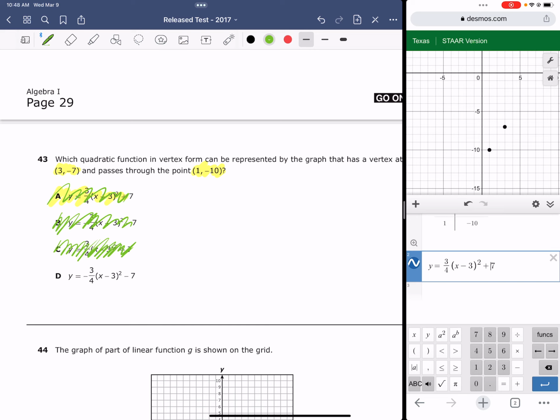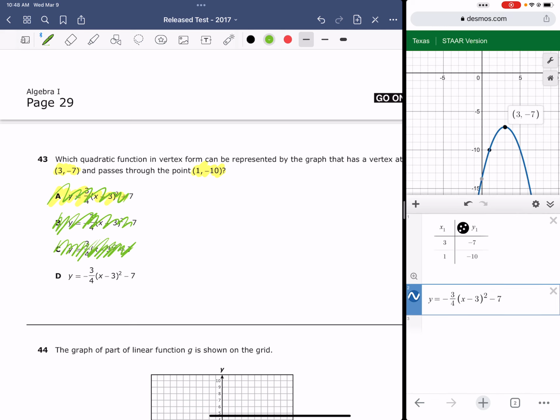We feel pretty confident that letter D is correct, but we need to make sure just by verifying here. So y = -3/4(x - 3)² - 7. And what we notice is that this graph passes through both of the given points, and so therefore that confirms that letter D is correct.